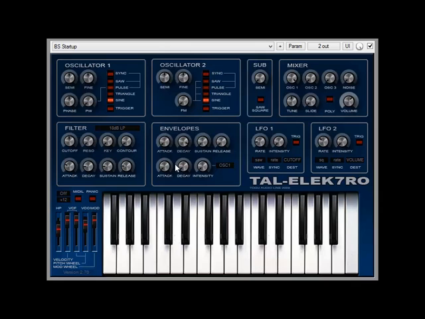To demonstrate the various modules, I'll adjust the envelope parameters so that when I press a key, it will sustain for about 10 seconds.